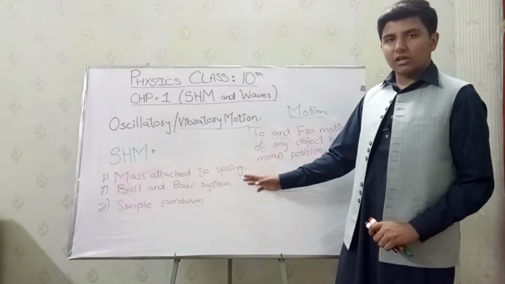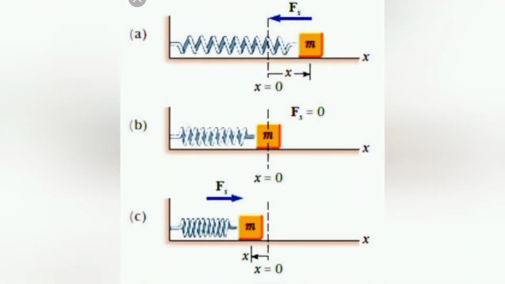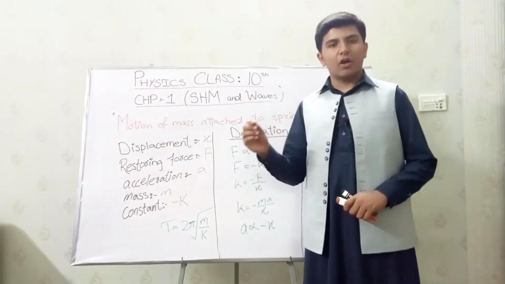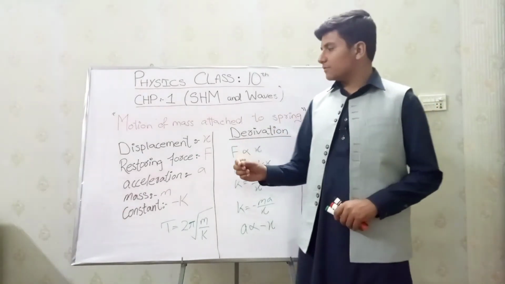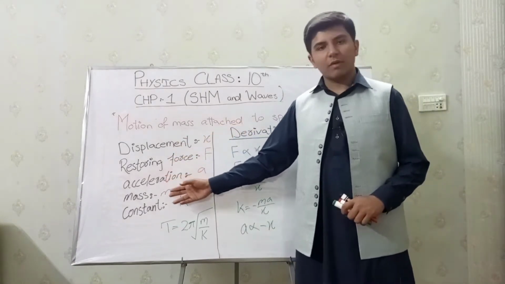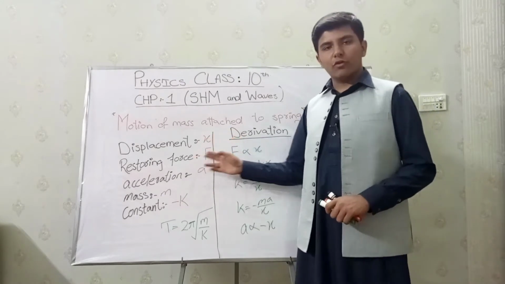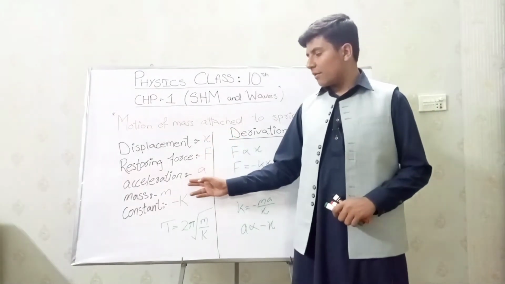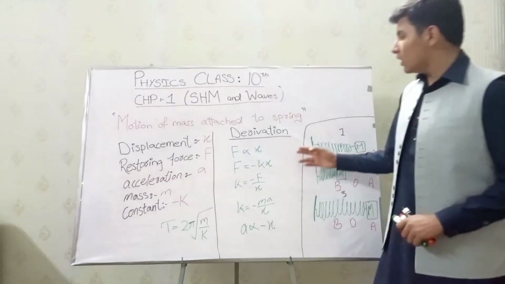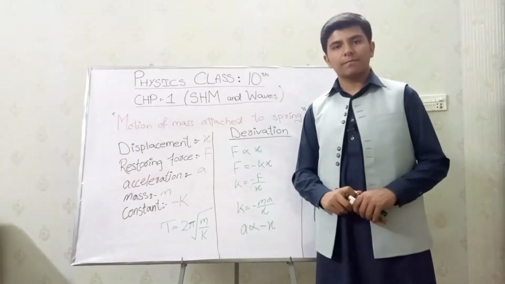These are the three things which we'll be studying in simple harmonic motion. First, the motion of mass attached to a spring. I'll be telling you what the phenomenon of this concept is and what its basis is. We use displacement, restoring force, acceleration, mass and constant, denoted by displacement x, restoring force F, acceleration a, mass m, and constant by minus k. I'll be telling you why it is minus k here, and first of all what the motion of mass attached to a spring says.